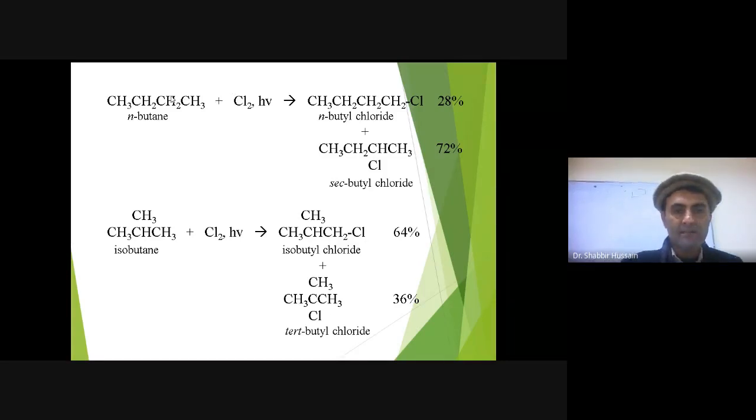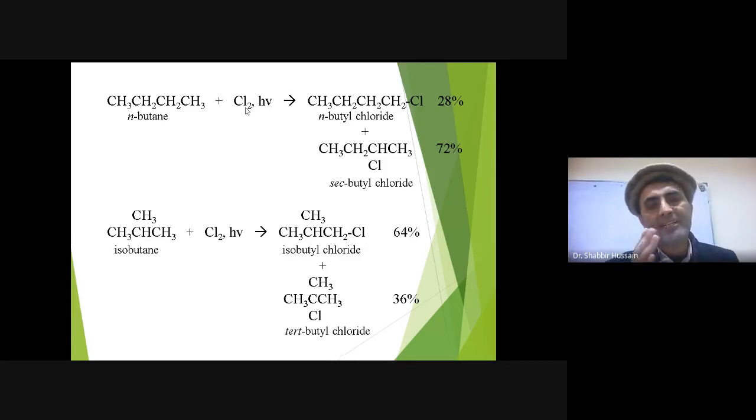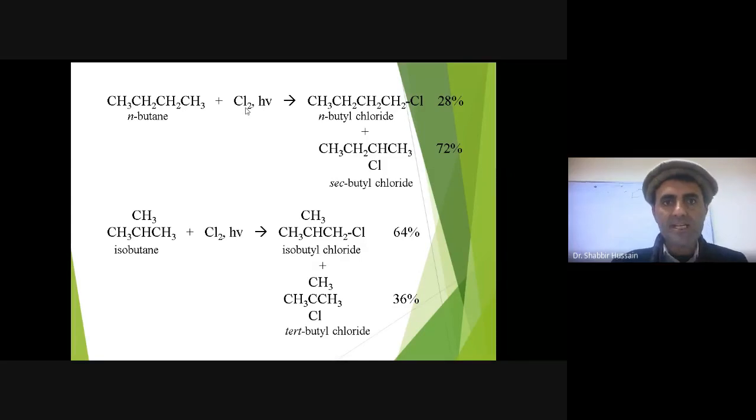In secondary carbon, as the secondary hydrogen is substituted with chlorine through free radical reaction, we get 72% secondary butyl product. Basically, we are getting free radicals in the presence of sunlight, and we are getting three types of free radical. One is primary free radical, secondary free radical, and tertiary free radicals, right?